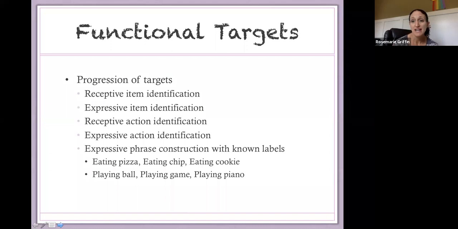We worked on receptive action ID, so, of preferred actions, who's running, who's on their iPad, things that he kind of liked. We try to use as motivation. We worked on expressive action ID, so having him label different things that were happening in pictures or his natural environment. And then we started to work on expressive phrase construction.